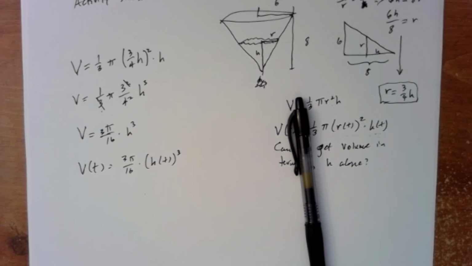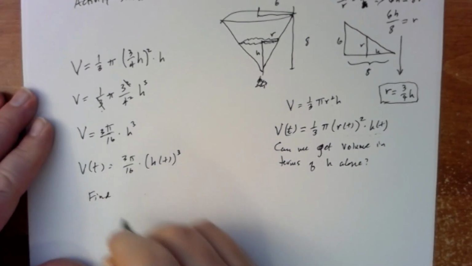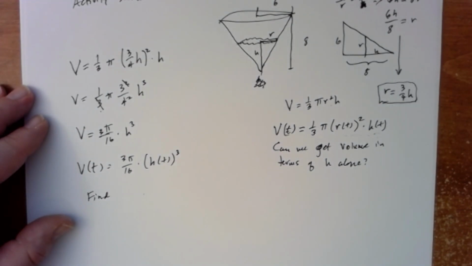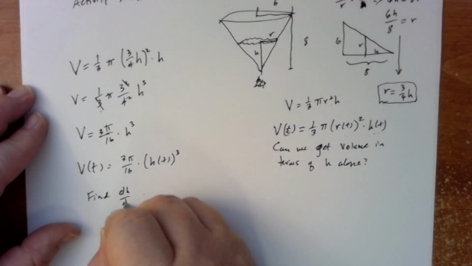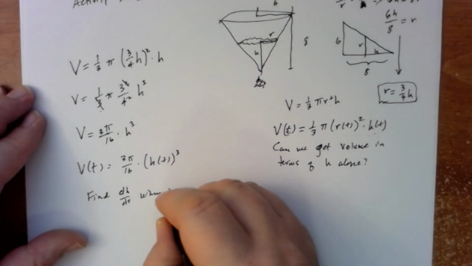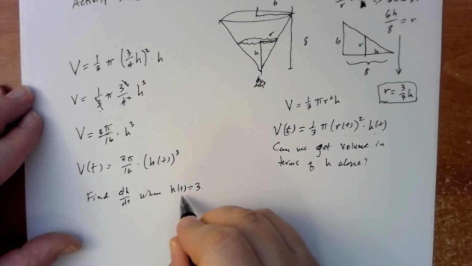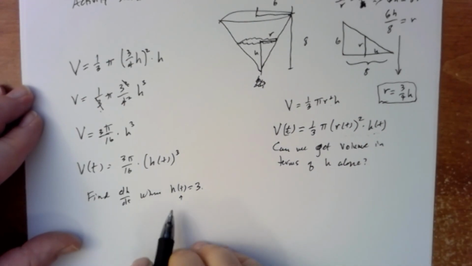Now let's see what the question asks. Find the instantaneous rate at which the water level is rising when the water in the tank is 3 feet deep. So we want to find the instantaneous rate at which the water level is rising, which is dh over dt, when the water in the tank is 3 feet deep. Okay, so I don't know what time that is, but that's fine. I don't think I'll need that.